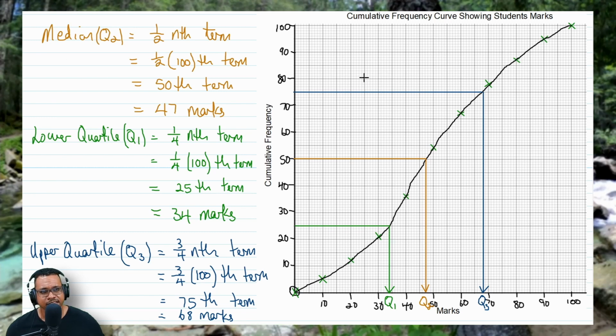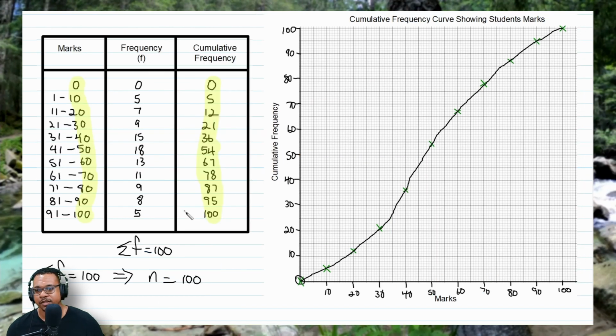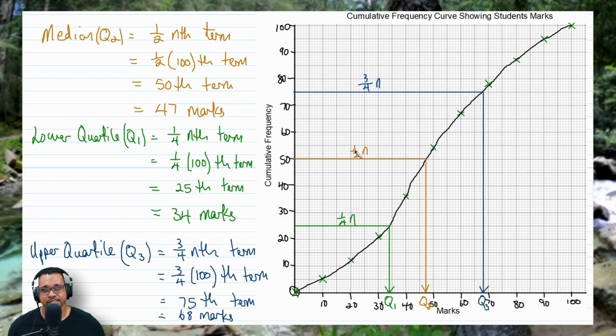So I'd just like to put here, this was 3/4 of n. This here was a half of n. And this line here was a quarter of n. And remember, n is the total number of things that you have, which is equal to sigma f, which is adding up all your frequencies. And that will bring us to the end of this video.